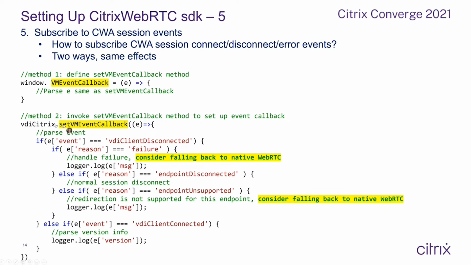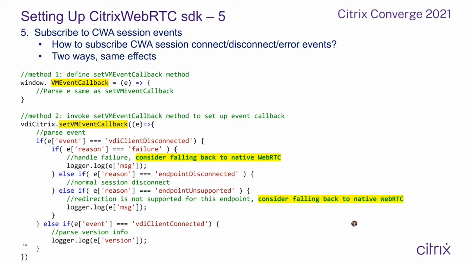In this case, the second method is set VM event callback, and the parameter passed in here is actually a callback method. From that point, any session-related events are going to be notified through this callback. As you can see here, the VDI client connected event indicates we are all set and ready to start WebRTC tasks. On the other hand, the VDI client disconnected event indicates that redirection cannot continue. So in this case, the application may consider taking some actions based on the reason code.